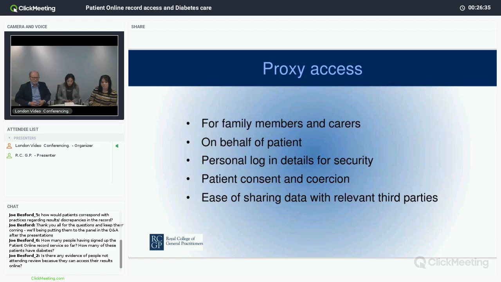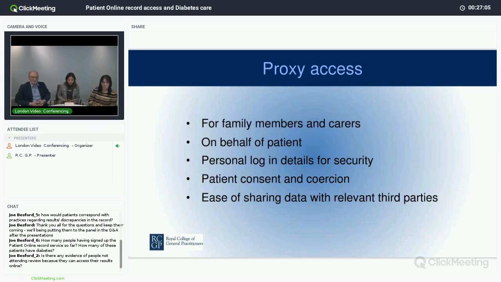Now, not all patients are able to give consent. So, for example, if you have a patient with dementia or a young child, or anyone that you think doesn't have capacity to consent to give that information, it's actually the doctor's responsibility to weigh up the pros and cons of granting proxy access. Ultimately, the doctor will need to act in the best interest of the patient and make that decision.